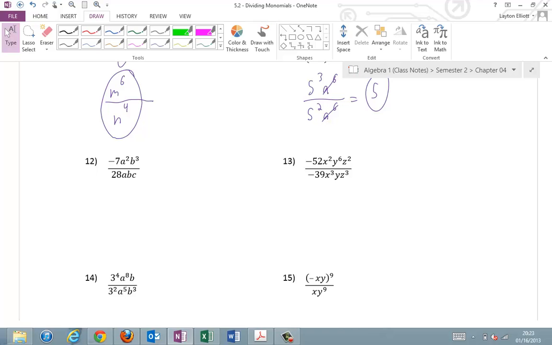Number 12, the negative is part of the coefficient. That's a negative 1. Kick it off to the side, it's going to stick around.